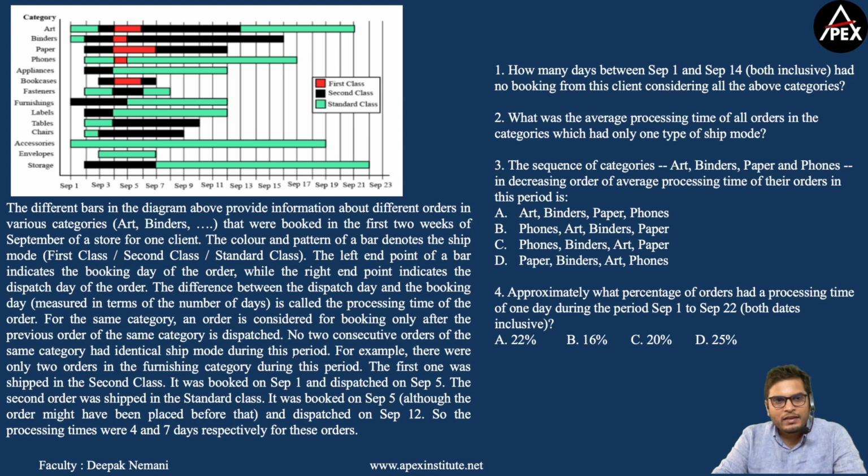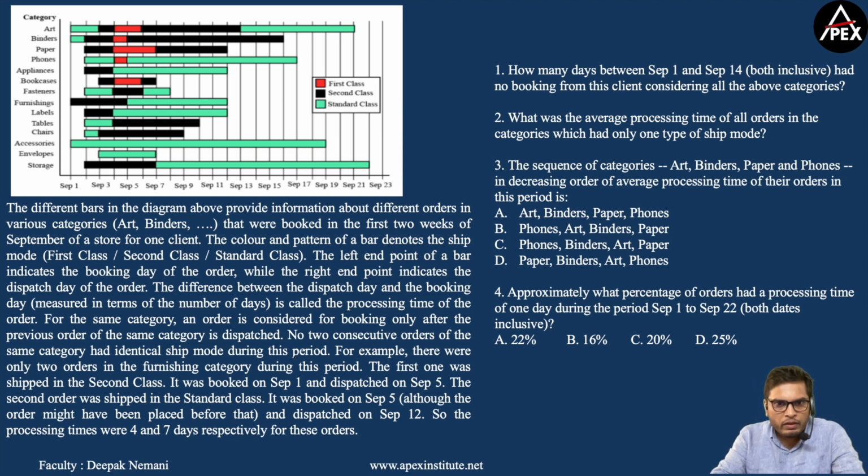Now coming to the first set. This is a set from data interpretation, and that too bar graphs. It is given that the different bars in the diagram above provide information about different orders in various categories: arts, binders, paper, phones, appliances, and so on till storage, that were booked in the first 2 weeks of September of a store for one client. The color and pattern of a bar denotes the ship mode: first class, second class and standard class. The left hand point of a bar indicates the booking day of the order, while the right hand point indicates the dispatch day of the order.